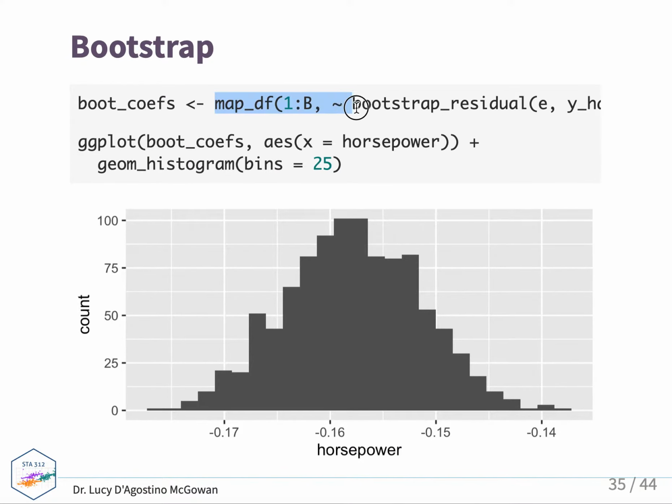And so I've done this. I've gone from 1 to B. I've done 1,000 of these. I end up with 1,000 different boot coefficients. And we can plot those. Here I've used ggplot to plot that data frame boot_coefs. My x-axis is horsepower, because that is the name of the variable that shows the beta coefficient associated with horsepower. And I plotted a little histogram. This is what we get for that distribution of that beta coefficient.